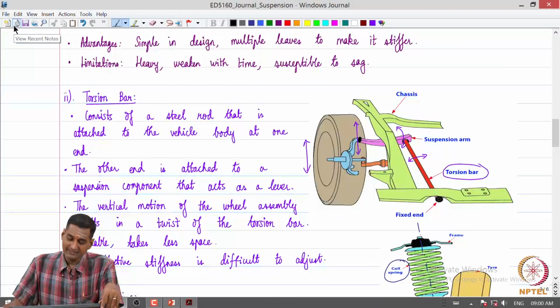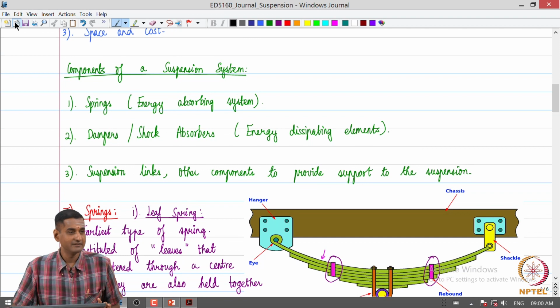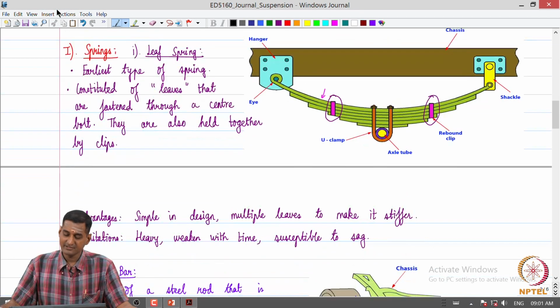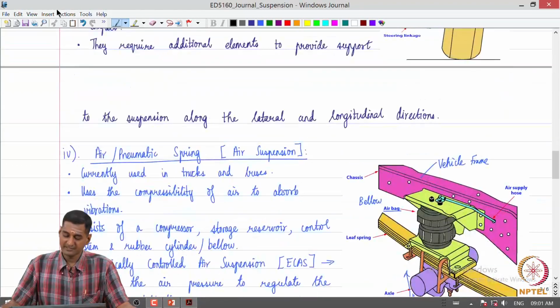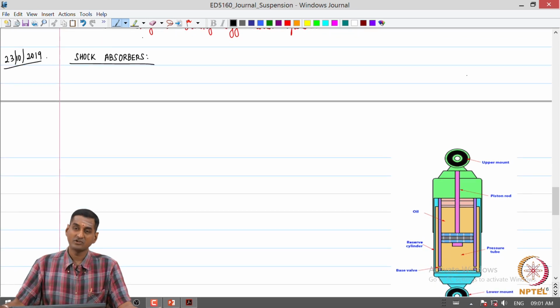So a quick recap. In yesterday's class, we started looking at suspensions. We identified that broadly an automotive suspension has two components: an energy absorbing component realized in the form of a spring, and an energy dissipating component realized in the form of shock absorbers and other linkages, which we will discuss as we go along. Yesterday we looked at springs, different classes of leaf springs and their characteristics. We looked at leaf springs, torsion bar, coil springs and air spring. So today let us get started with a discussion on shock absorbers.